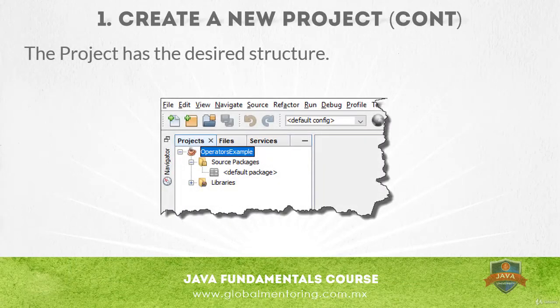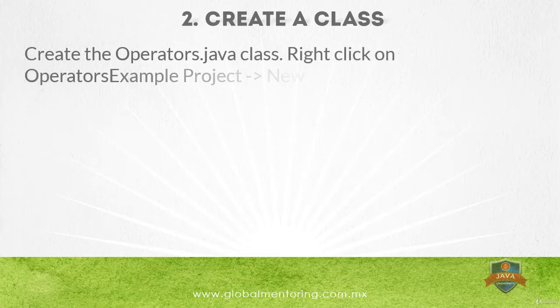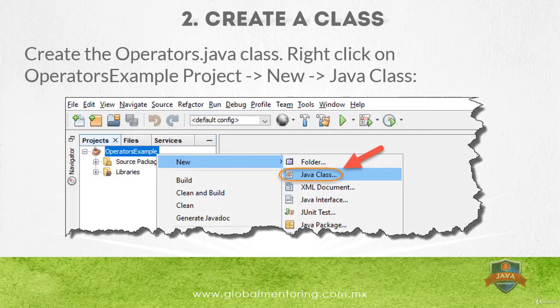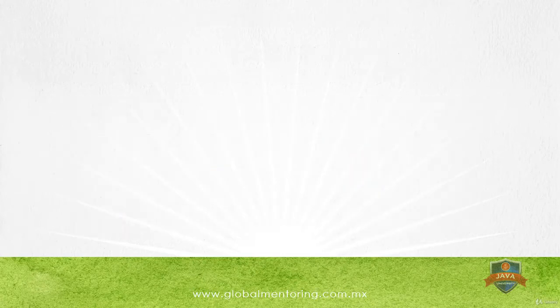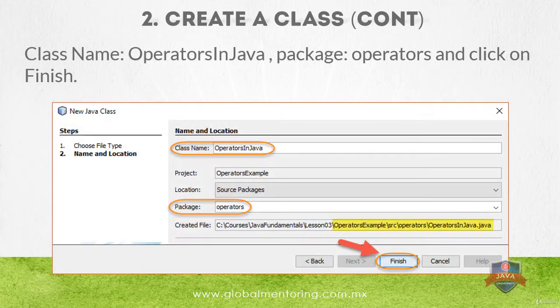So the project has the desired structure. We can see the source packages and the libraries that we have in this project. We create a new class called Operators.java. So we right-click on the operators example project, click on New, and after that, select Java Class. The class name is Operators, the package is operators, and we can see the full path of this class. Finally, click on Finish.